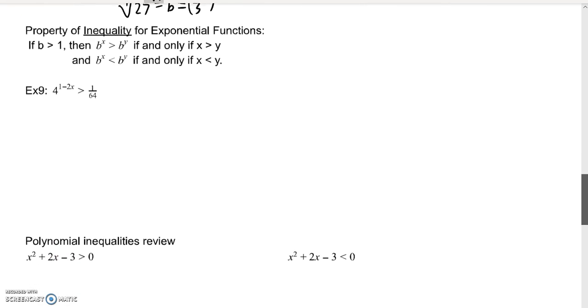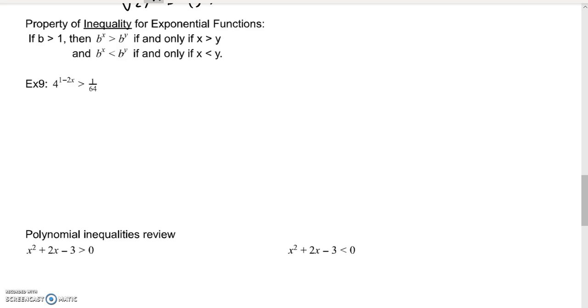Now, the property of inequalities is just like the property of equalities. You have to have your b bigger than 1, but once you do, as long as the bases match, then you can set the exponents. This time it's not equal to, it's whatever the inequality is. Greater thans become greater thans, and less thans become less thans.